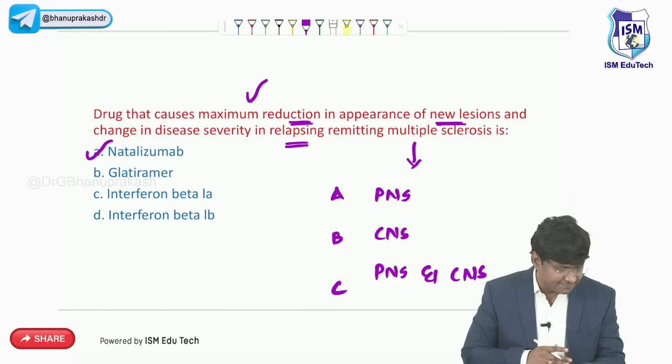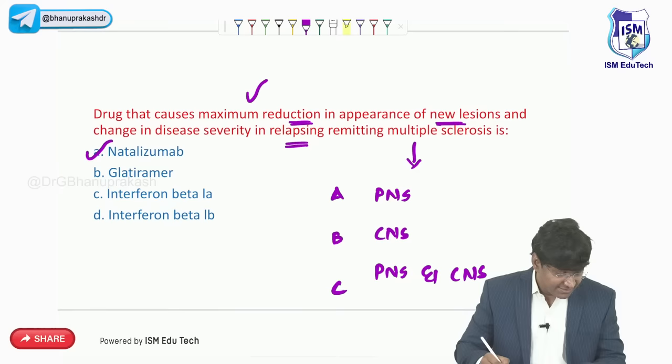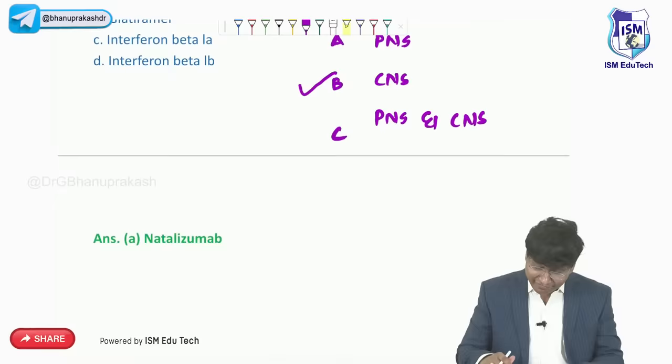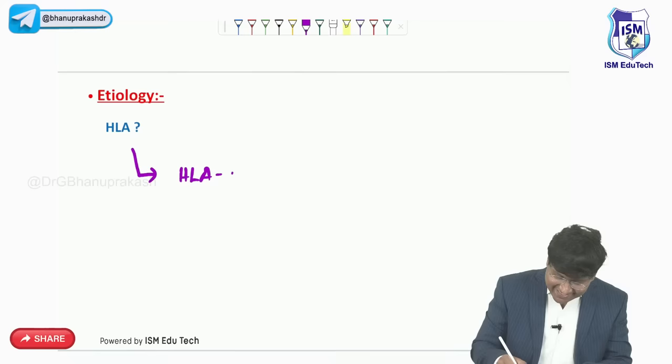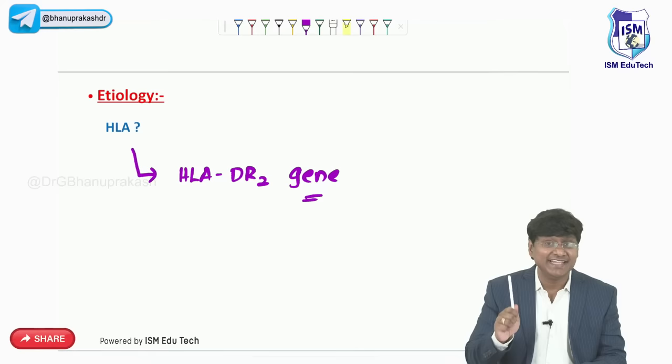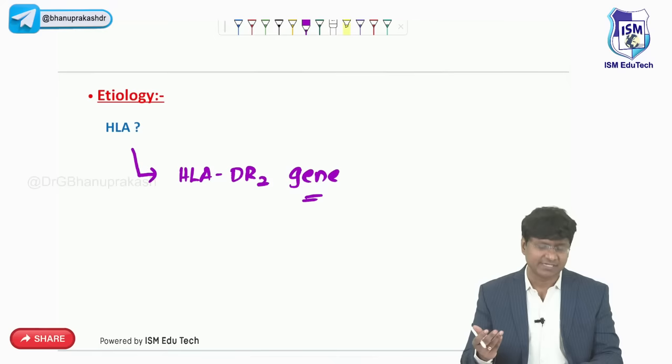Yes, please remember, multiple sclerosis is a demyelinating disorder of the central nervous system. And for the development of multiple sclerosis, you have an HLA association. What is the HLA association? That is the HLA-DR2 gene, which has been demonstrated in genetically susceptible individuals. And the other causes include environmental factors.